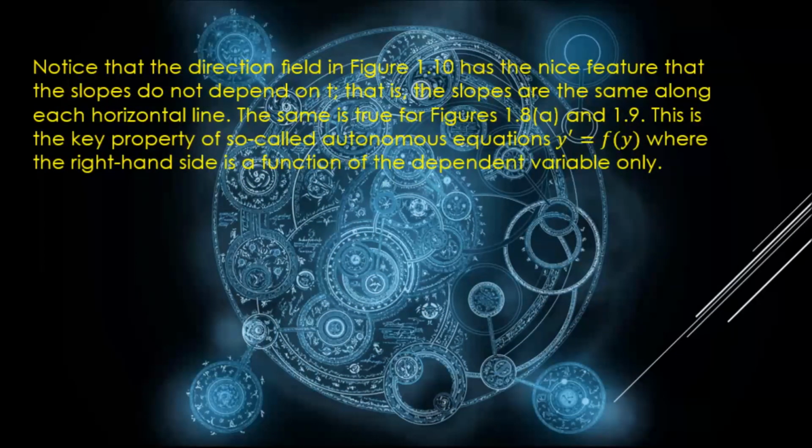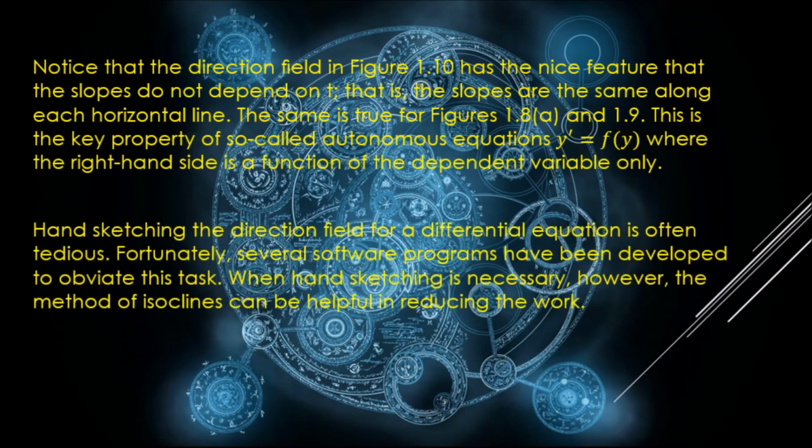Notice that the direction field in Figure 1.10 has a nice feature that the slopes do not depend on t. That is, the slopes are the same along each horizontal line. The same is true for Figures 1.8a and 1.9. This is the key property of the so-called autonomous equations, y prime is equal to a function of y, where the right-hand side is a function of the dependent variable only.